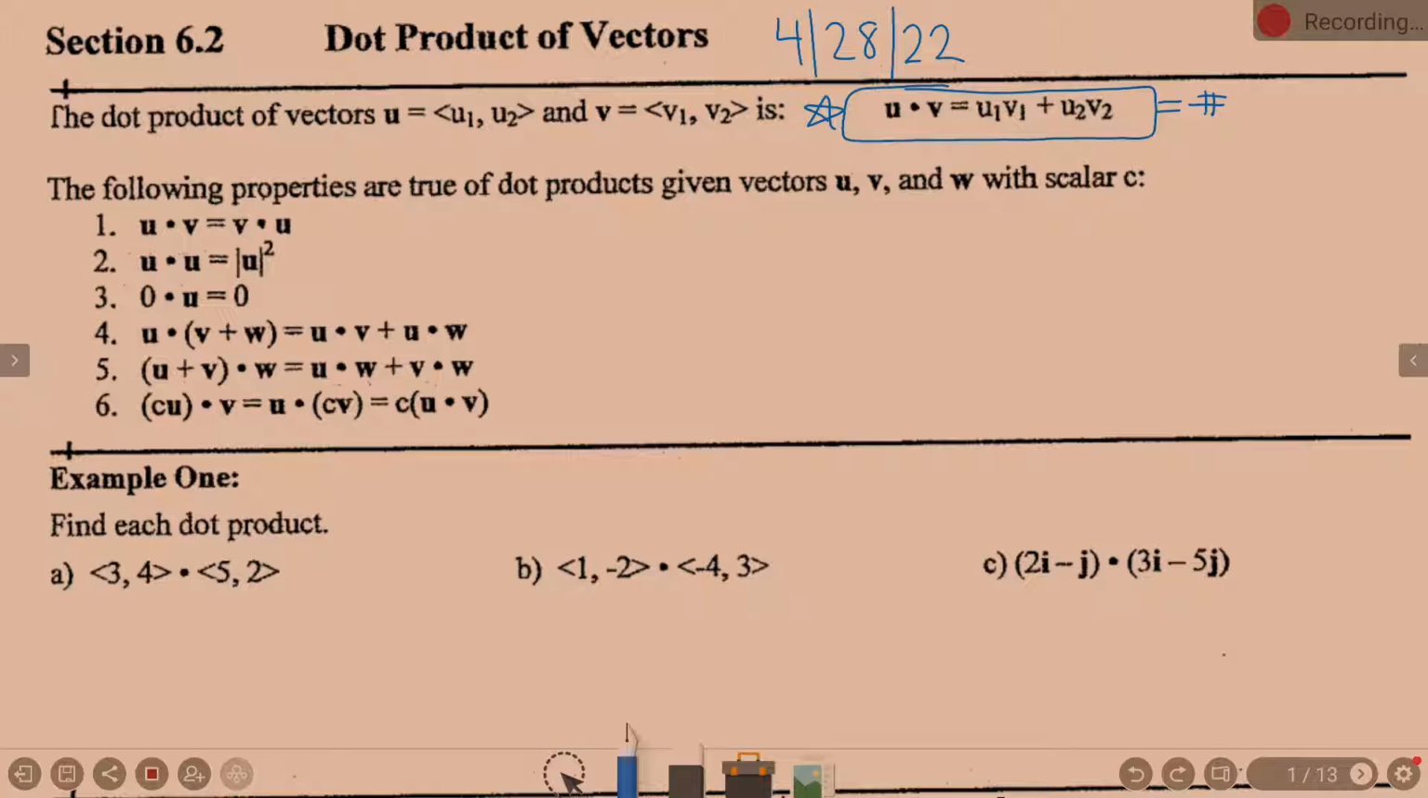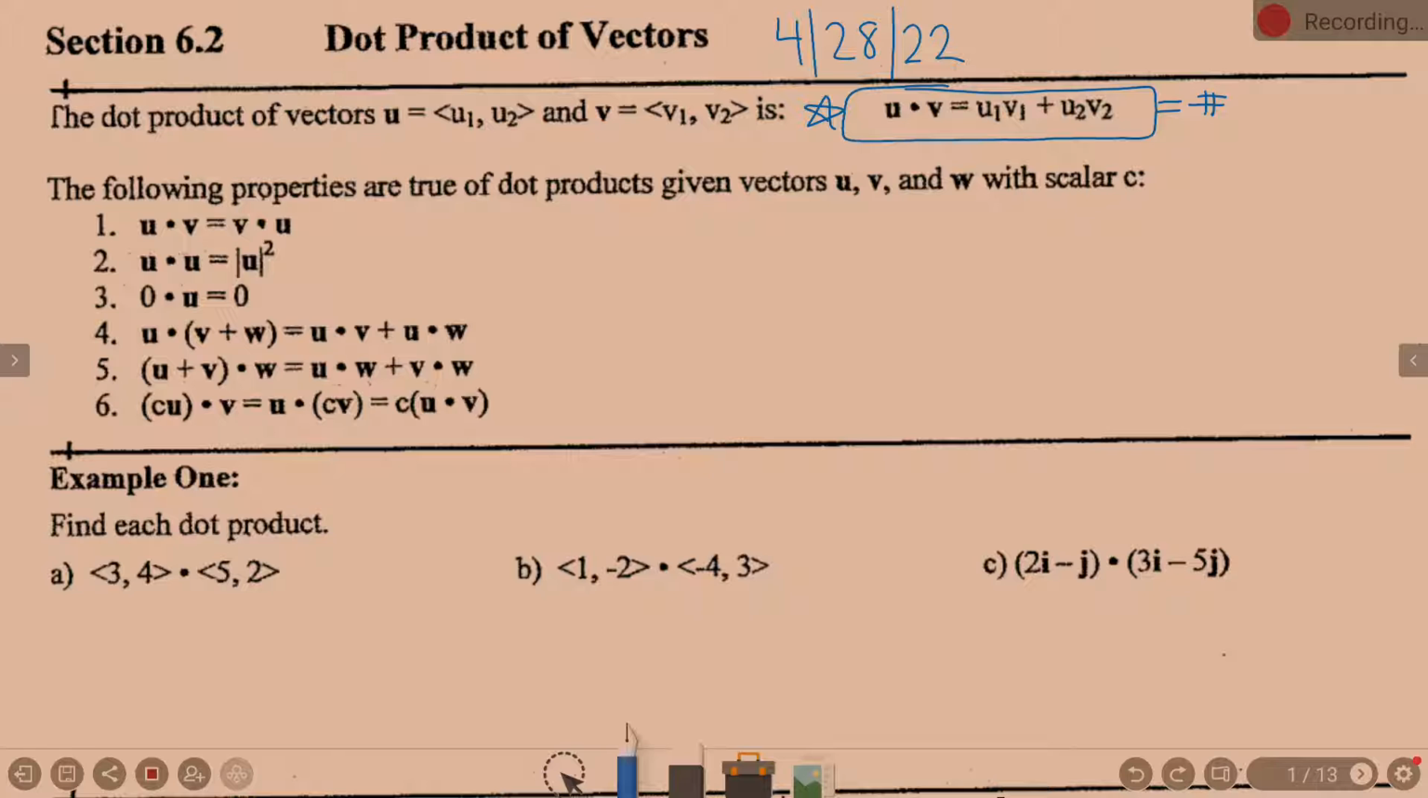And 6, (cu) dot v, remember c is a scalar, so it's just a number, u and v being vectors. So the idea here is that c can really be multiplied in anywhere. You could do c times u, and then do the dot product between cu and v. You could do c times v, and then do the dot product between u and cv. Or you could do the dot product u dot v, and then multiply by c. So a scalar could be multiplied in any of those steps. But you would only multiply it in once. You don't multiply it times u and times v. Okay, so those are some of the different properties we're going to use today.